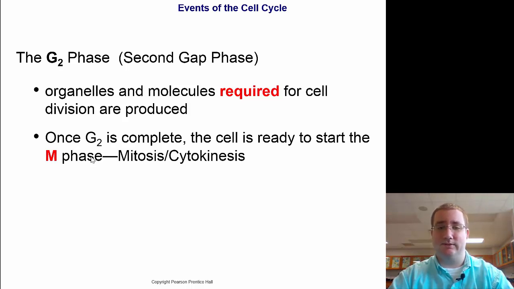Once the G2 phase is complete, the cell is ready to start the M phase, which usually stands for mitosis and then cytokinesis, which we'll talk about later. However, in sex cells, the M stands for meiosis, and we'll go through each of those 2 different M phases in a different section.